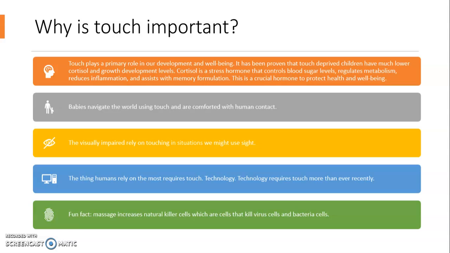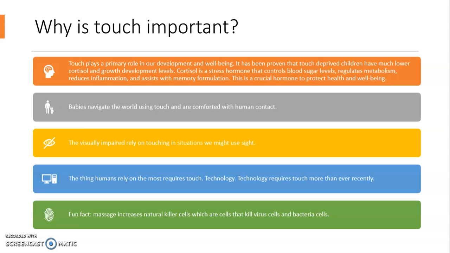So why would touch be so important? Touch plays a primary role in our development and well-being. It has been proven that touch-deprived children have much lower cortisol and growth development levels. Cortisol is a stress hormone that controls blood sugar levels, regulates metabolism, reduces inflammation, and assists with memory formulation. This is a crucial hormone to protect health and well-being. Babies navigate the world using touch and are comforted with human contact. The visually impaired rely on touching in situations where we might use sight.